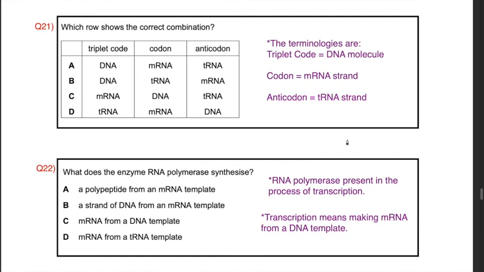Question 21. Which row shows the correct combination? Triplet code, codon, anticodon. The terminologies are: triplet code is only for a DNA molecule, codon is for a mRNA strand, anticodon is for a tRNA strand. Therefore, the best possible answer being A. Triplet code DNA, codon mRNA, anticodon tRNA.